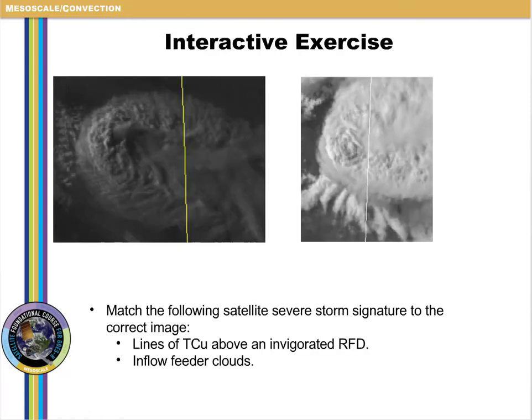Time for an interactive exercise. For this exercise, I want you to match the following satellite severe storm signature to the correct image. Either lines of towering cumulus above an invigorated RFD or inflow feeder clouds. So I'll give you some time to think about this, and we'll look at the answer on the next slide.